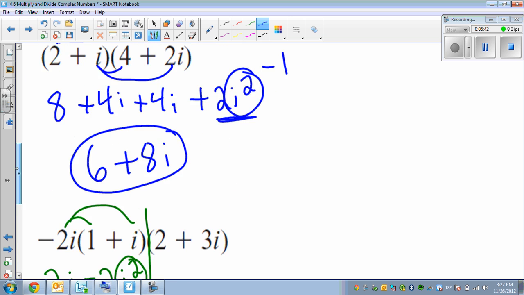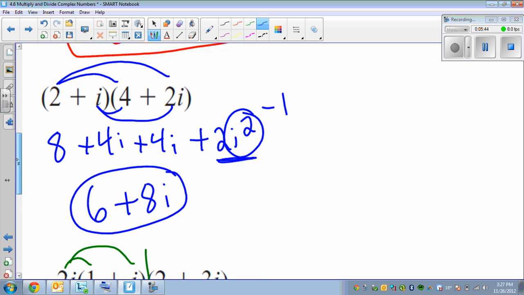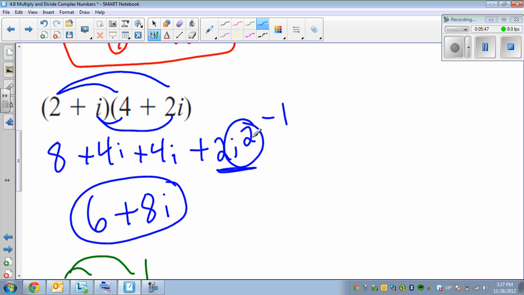So that's multiplying. It's really just foiling and then changing out that i squared for a negative 1. That's the only really new sort of thing we're doing with these, is simplifying them into complex numbers.